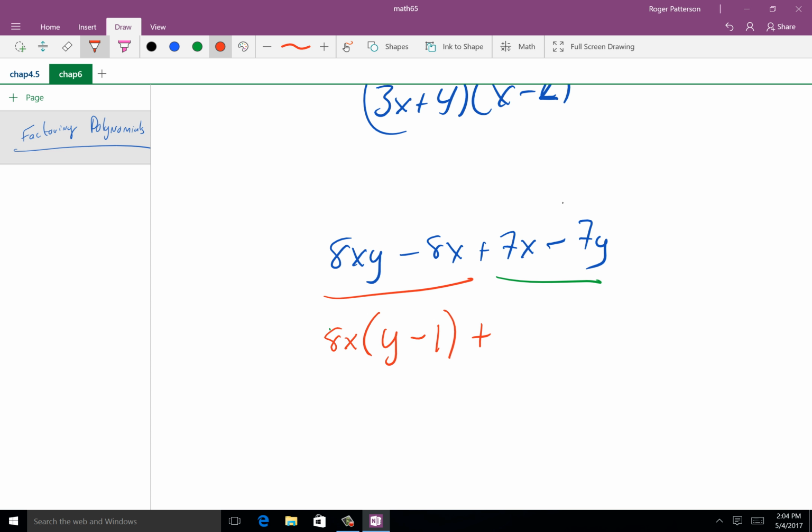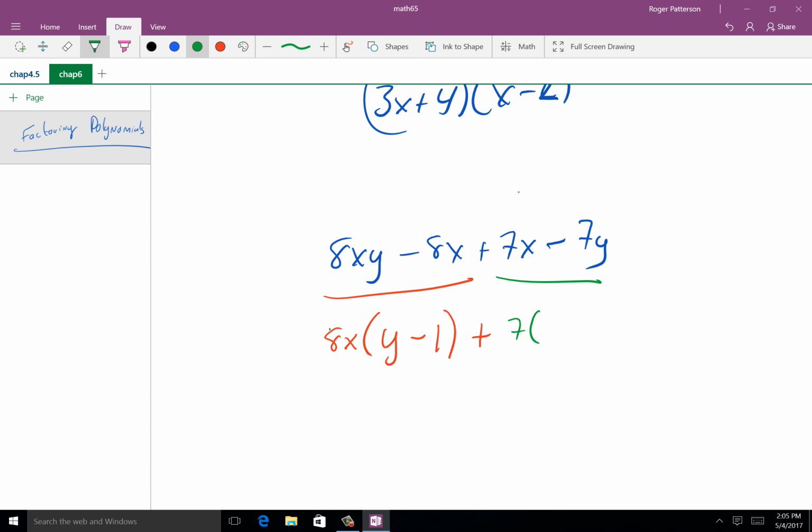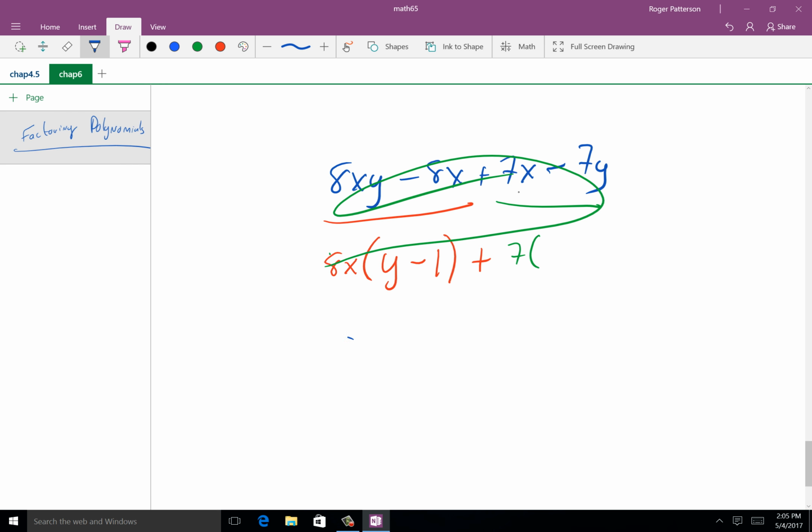Bring down that plus. Now I'm going to come in here and say, okay, what am I taking out of here? Well, I can take out a 7. And I'm left with this one. It turns out it wasn't working out right. So let's start all over. Sorry about that. I was looking at it thinking, why isn't this working? So I misread the problem.